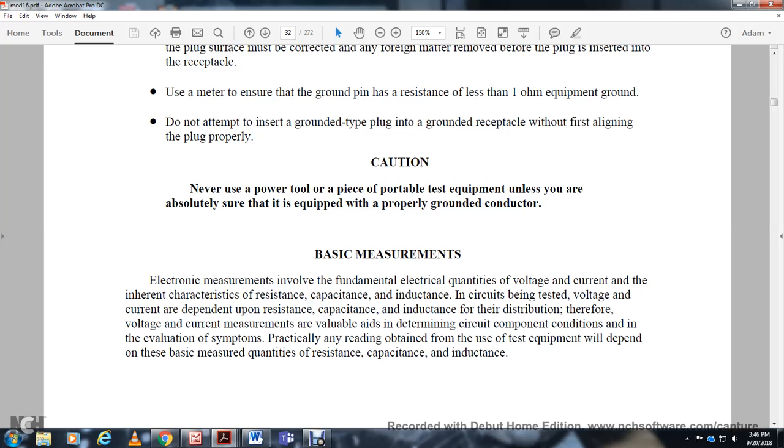Electronic measurements involve the fundamental electrical quantities of voltage and current, which inherit the character of resistance, capacitance, and inductance. Therefore, voltage and current measurements are a valuable aid to determine circuit component conditions. The test equipment used will depend on these measured quantities: resistance, capacitance, inductance, voltage, and current.